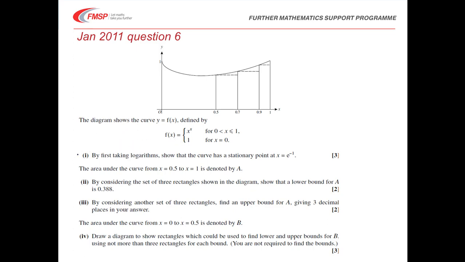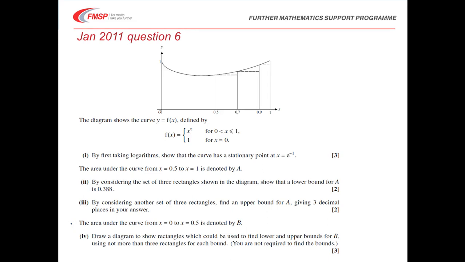So part 1 says, by first taking logarithms, show that the curve has a stationary point at e to the minus 1. And then it says, the area under the curve from a half to 1 is denoted by A. By considering the set of 3 rectangles shown in the diagram, show that a lower bound for A is 0.388. And in part 3, by considering another set of 3 rectangles, find an upper bound for A, giving 3 decimal places in your answer.